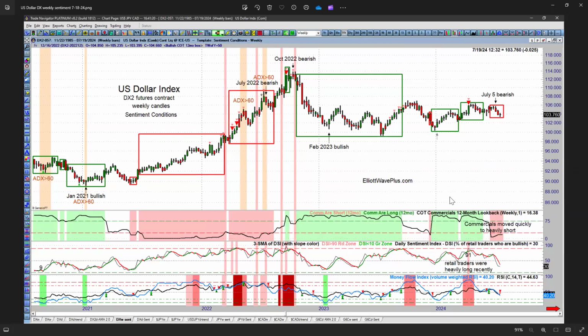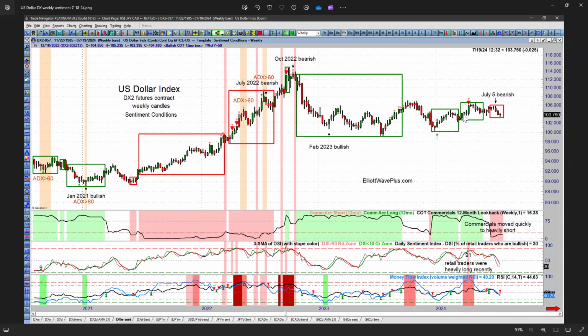This is the item. I've been pointing this out to subscribers for the last couple of weeks, that it's the most convincing position as far as commercials versus recent retail positioning that I see for potentially a fairly extended trend to the downside. So this is bearish the US dollar. This is one of the better setups.